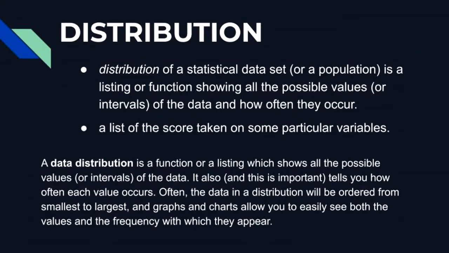So first, let us define what distribution is. A data distribution is a function or a listing which shows all the possible values or intervals of the data. It also, and this is important, tells you how often each value occurs. Often, the data in a distribution will be ordered from smallest to largest, and graphs and charts allow you to easily see both the values and the frequency with which they appear.